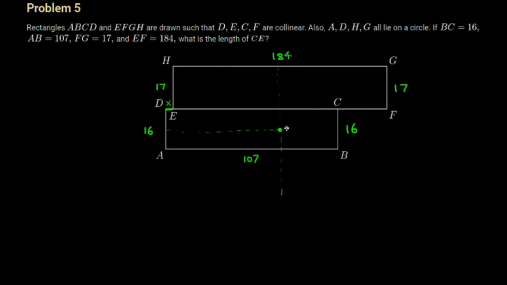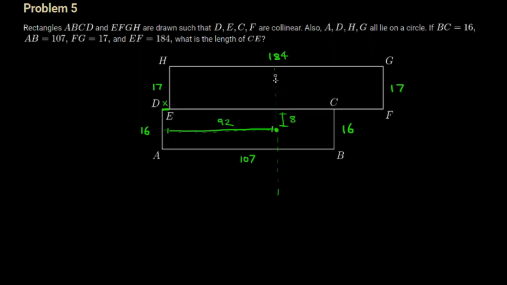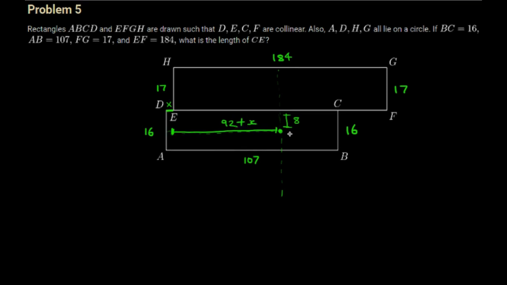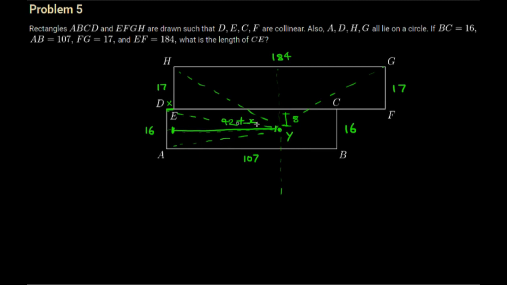Now if you look at it, this height here is 8. When we do this, this part will be 92. It's pretty small, so it doesn't clarify it, but this is 92, and this extra part is X. We can't forget about that. As we predicted earlier, it is going to end up being used. So this total length is just 92 plus X. Let's call it Y.